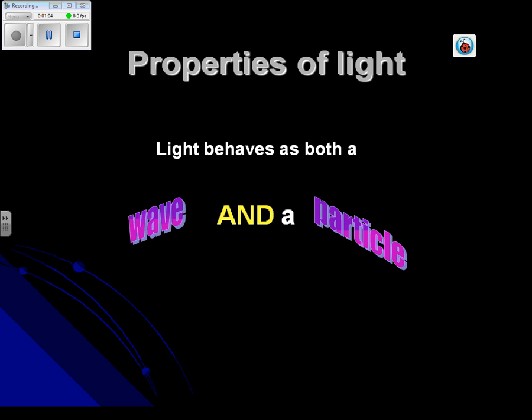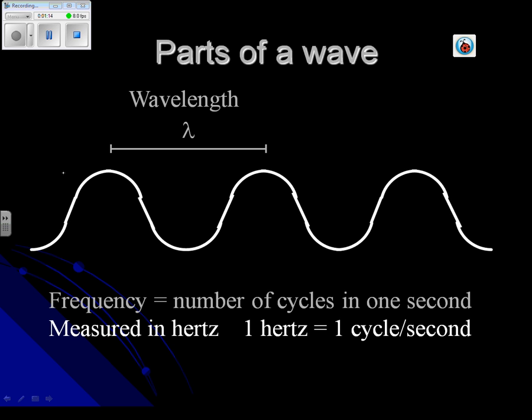But since we're going to think of light as a wave and a particle, we have to know about waves and particles. So first we're going to talk about the waves. The parts of a wave, and this is our next question on the Cornell notes: what are the parts of a wave? The first part is its wavelength. We have a wave here, and you can judge the wavelength of a wave by going from crest to crest.